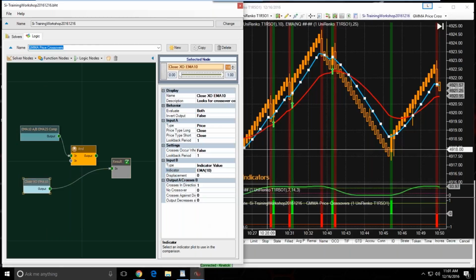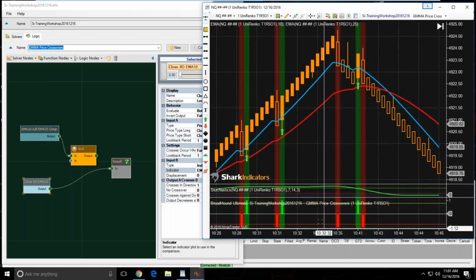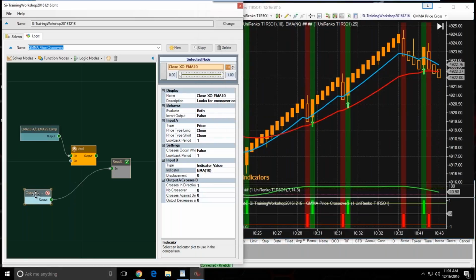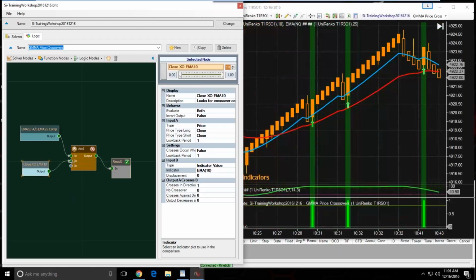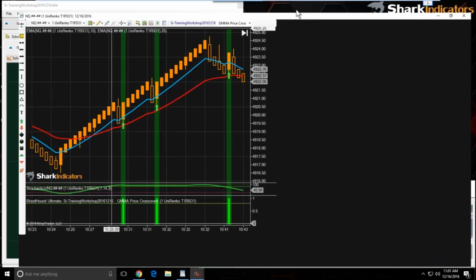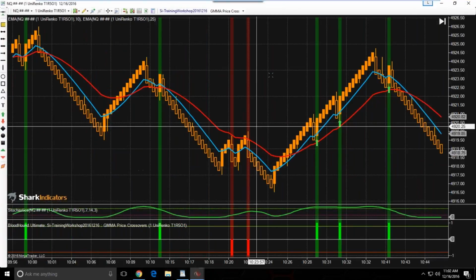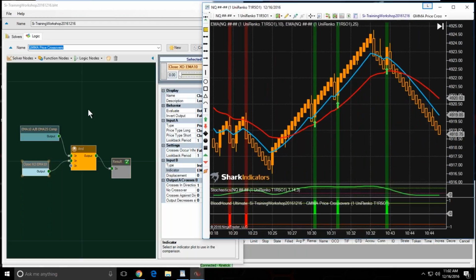Here's all the crossover points, and we can see that we're getting cross downs and cross ups. That's because we're only looking at this solver here. If we take a look at the AND node and then plug the crossover into the AND node, now we get the filtered signals like so. It's pretty straightforward there. Let me just pull up the logic again. Here we go.